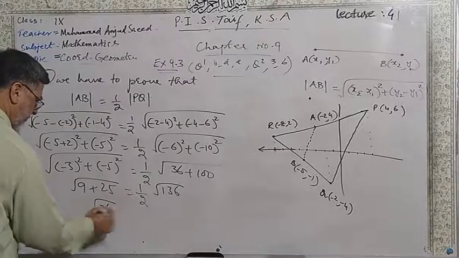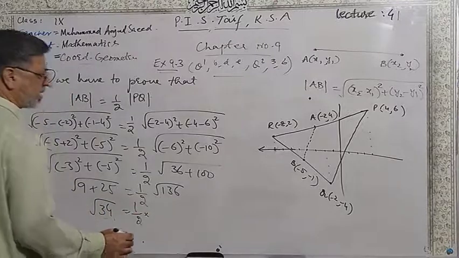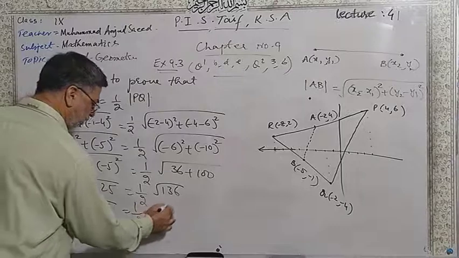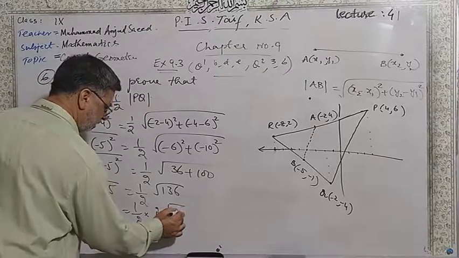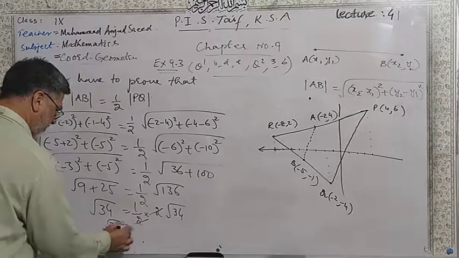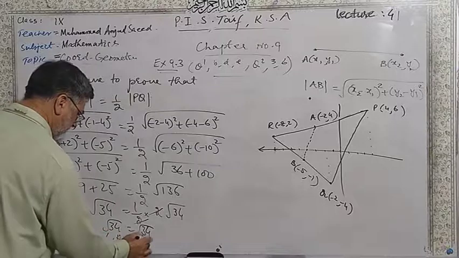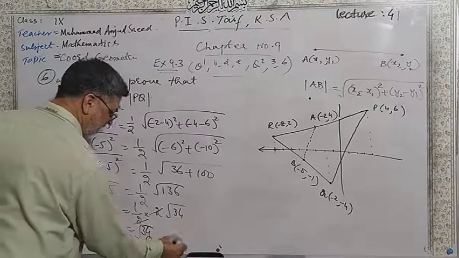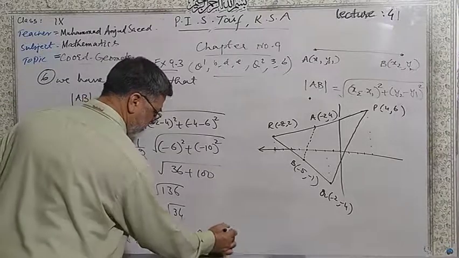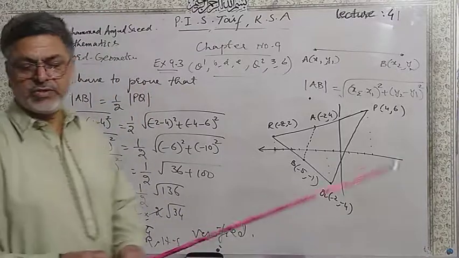Here is 34 under root, is equal to 1 over 2. Actually 136 will be 2 into 34 under root. The 2 cancels out. So 34 under root is equal to 34 under root. Left hand side is equal to right hand side. Verified. So we have verified the answer. That is your answer.